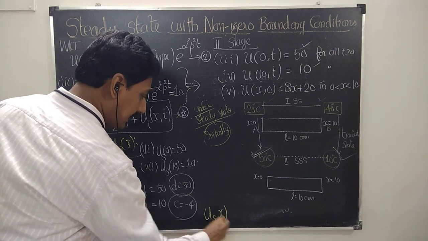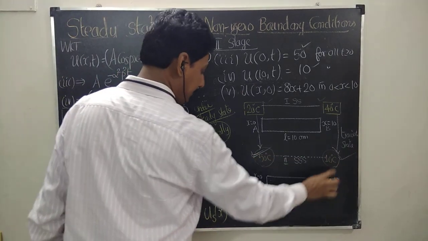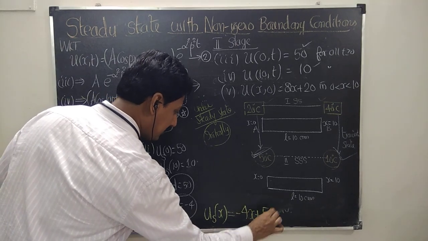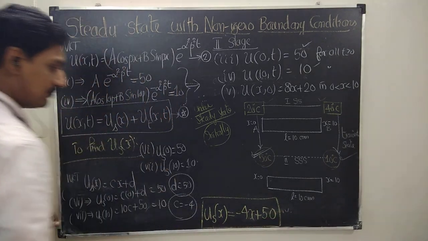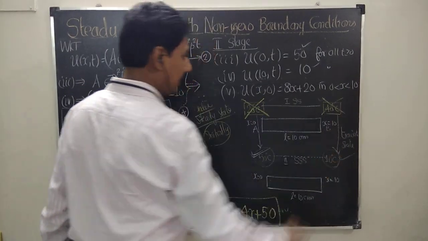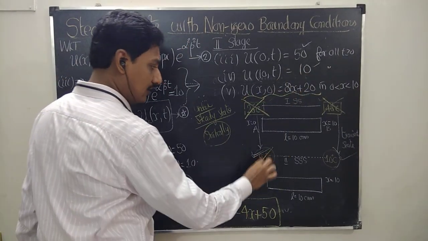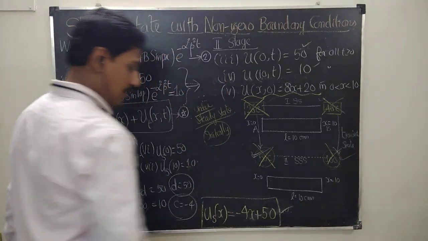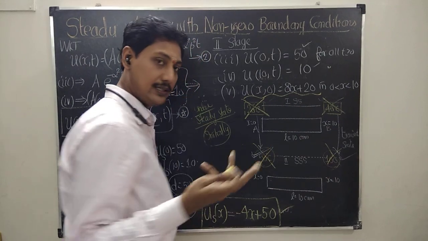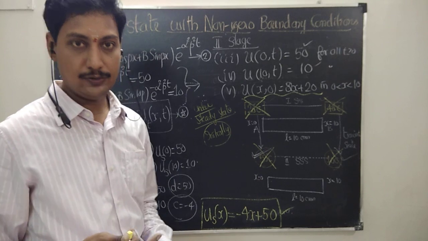What is us of x? The second stage of steady state boundary conditions, under 50 degrees Celsius and under 10 degrees Celsius, the temperature distribution is minus 4x plus 50. In the first stage I used 20 and 40 and got 2x plus 20, right? In the second stage I used 50 and 10, and now I get minus 4x plus 50. So I used 20, 40, 50, 10, that's it. From these two I found these two steady state solutions.